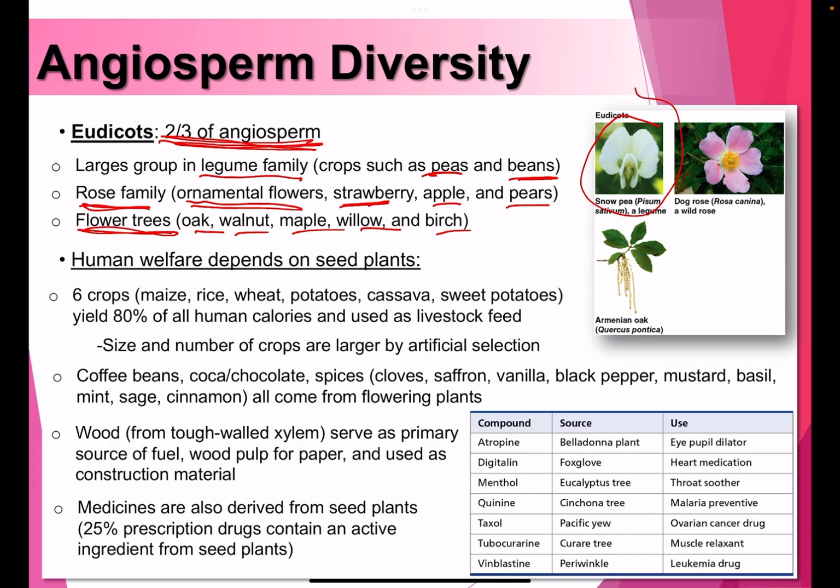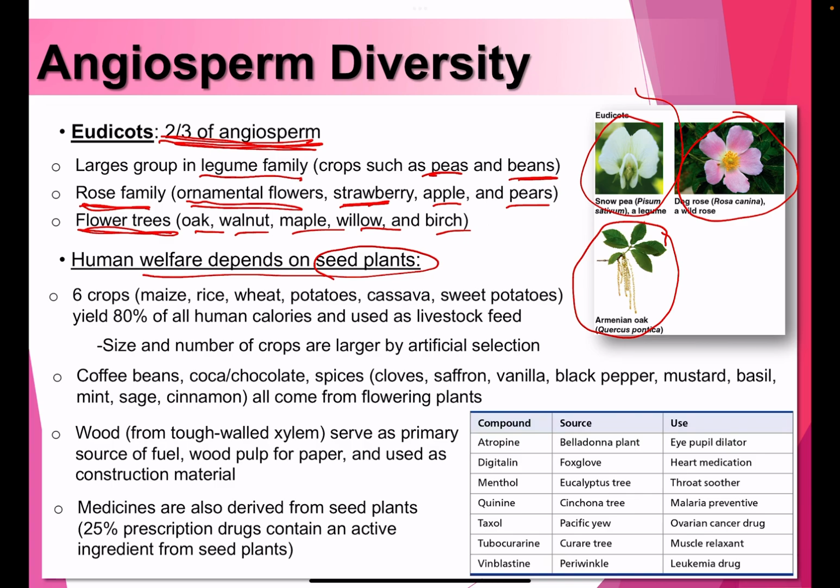And then you have a dog rose plant, which is a wild rose. And lastly, you have this oak leaf from the oak tree, specifically the Armenian oak tree. Now, why do we need all this, plants and angiosperm diversity and overall plant diversity? Well, human welfare depends hugely on seed plants.